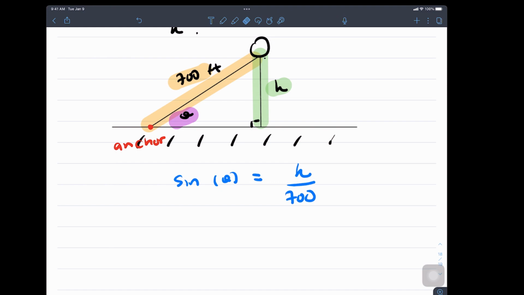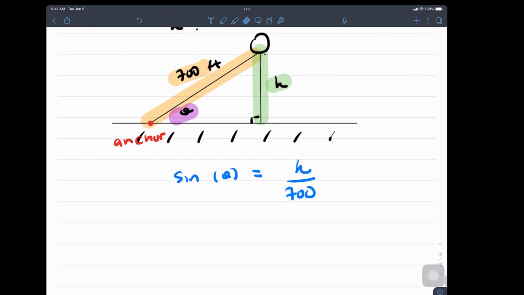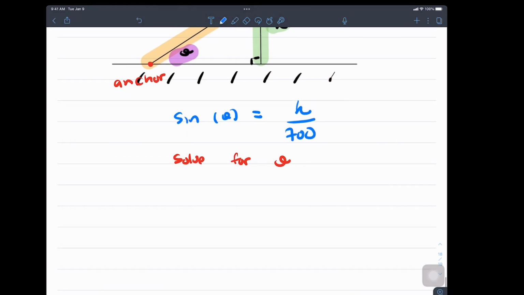Same question, but now solve for h. Or not solve for h, I apologize. Solve for theta. You're used to solving for h, but what do they say? Express theta as a function of height, that's h. So in other words, they're saying write theta equal a function of height, f of h. Okay, that's the language. Theta is a function of height.